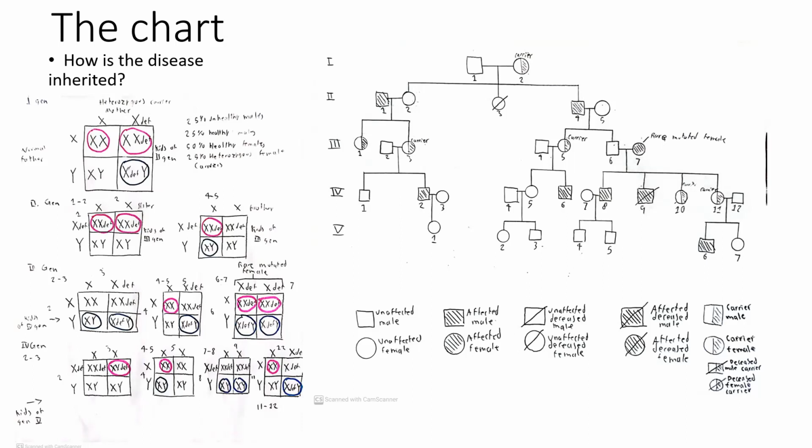My final example of this family tree is the third generation, where male 6, who is healthy, has children with female 7, which is the rare case that I explained earlier of a homozygous G6PD female.